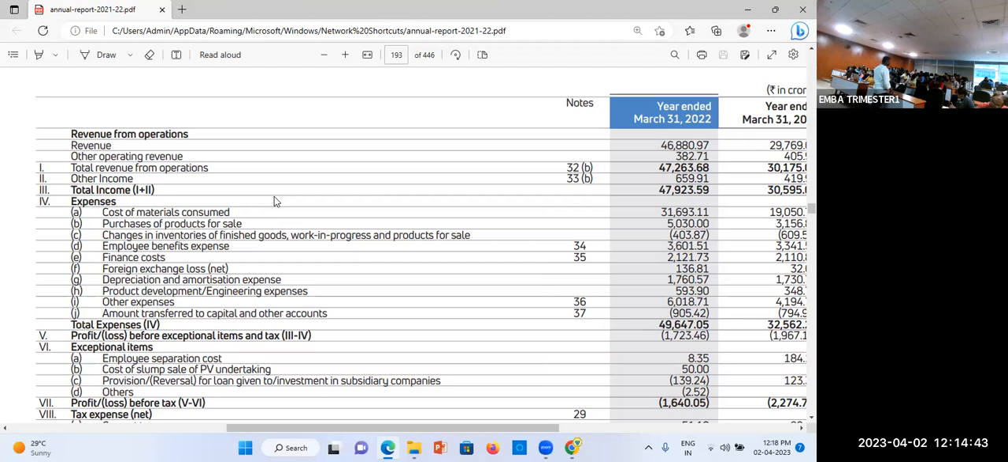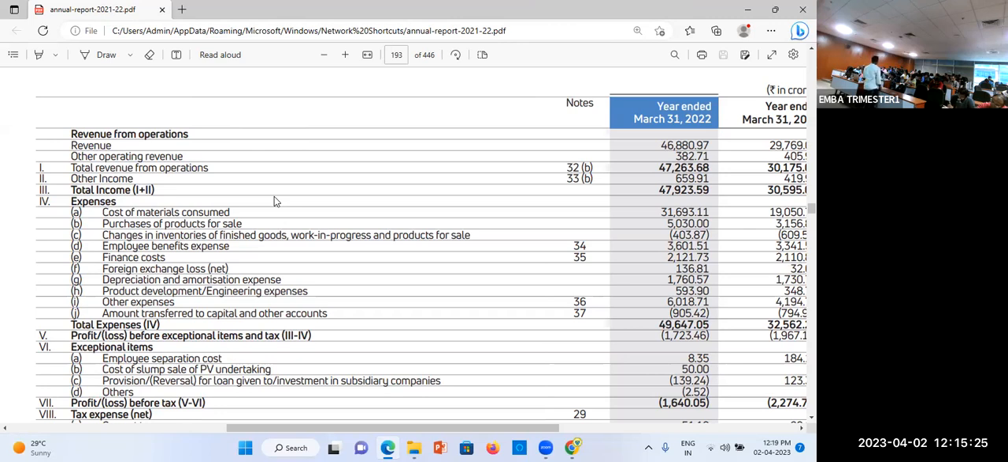opening stock of work in progress (WIP), plus opening stock of finished goods, plus opening stock of stock in trade. Sir, can you please repeat it? It's very simple. Opening stock of work in progress plus opening stock of finished goods plus opening stock of stock in trade minus closing stock of all the three.